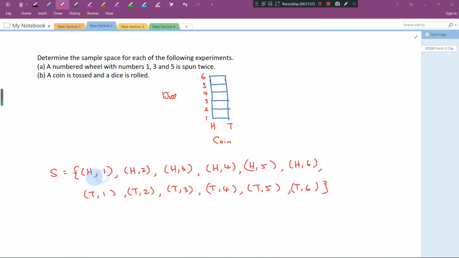How many combinations do we have here? 1, 2, 3, 4, 5, 6. 12, right? So if you want to get the number of elements for the sample space, it's very easy. Here you have 2 possibilities. Here you have 6 possibilities. You just take 2 times 6, then you get the answer, which is equal to 12. We can calculate here. So it should be 12 combinations. 6 plus 6, you will get 12. Okay, let's try the last question.